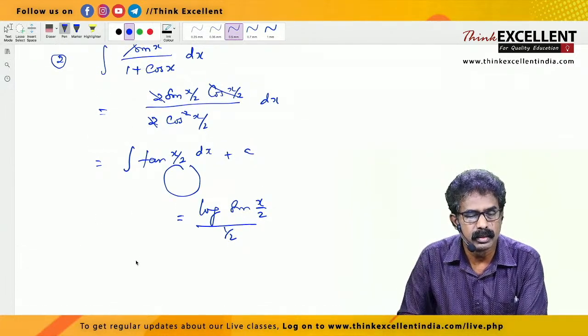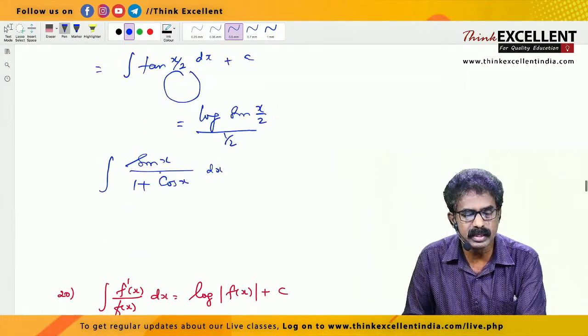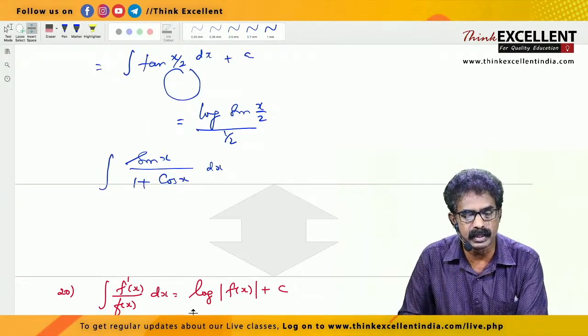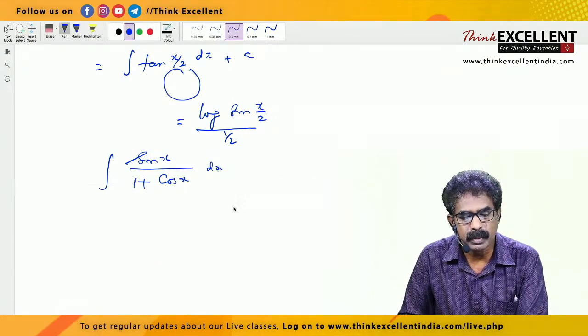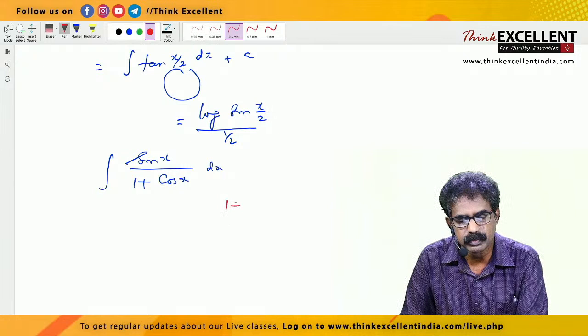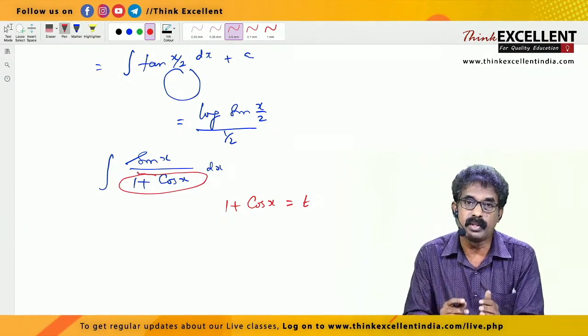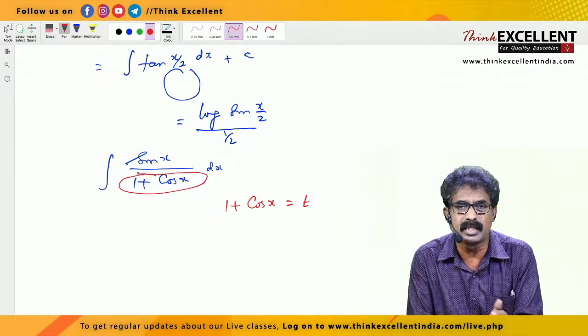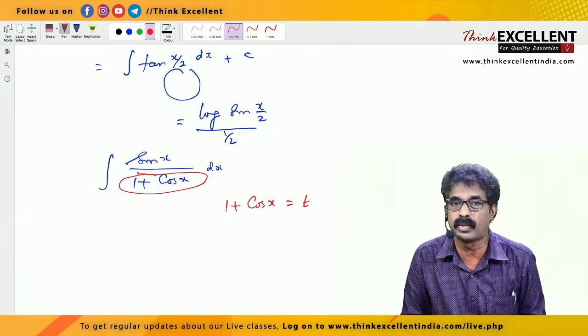Integral, this is one method. Another method is integral sin x by 1 plus cos x dx. So using the substitution method, how to do this sum? Please listen. Denominator you take it as t, that is, 1 plus cos x, you take it as t. So the denominator is t, this part is t, right? But if you use t, everything should be in t. t and x should not be mixed. Now, have you converted everything to t? Even dx should not be there.